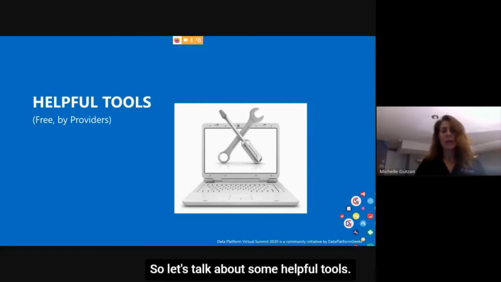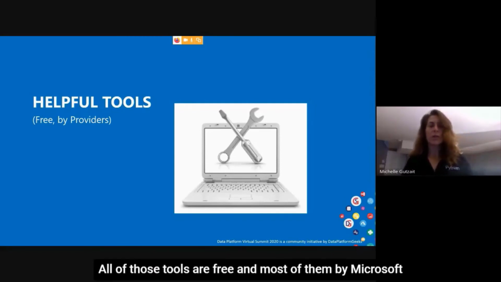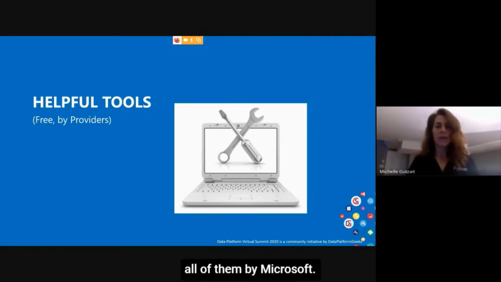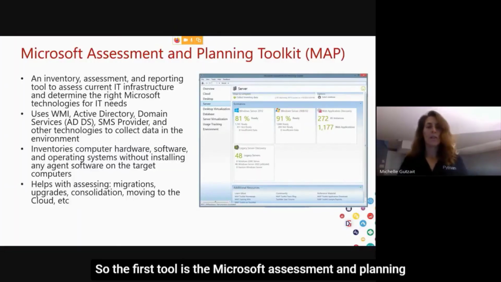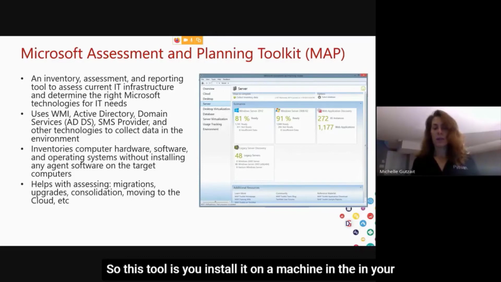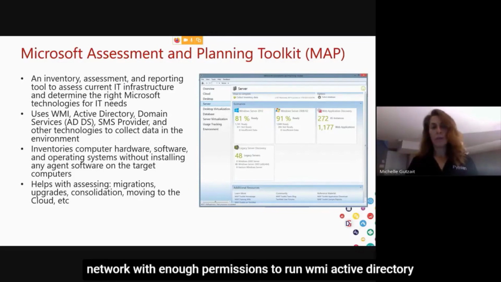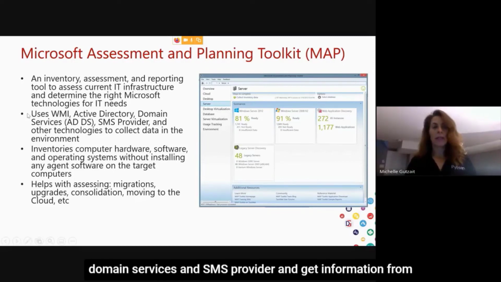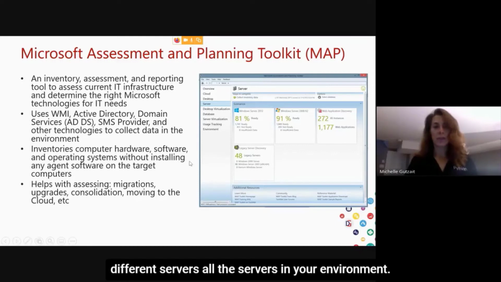So let's talk about some helpful tools. All of those tools are free, and most of them by Microsoft. All of them by Microsoft. So the first tool is the Microsoft Assessment and Planning Toolkit, or the MAP tool. You install it on a machine in your network with enough permissions to run WMI, Active Directory domain services, and SMS provider, and get information from different servers, all the servers in your environment.